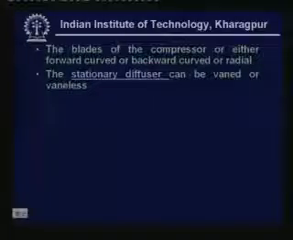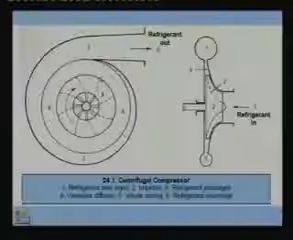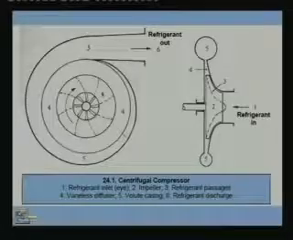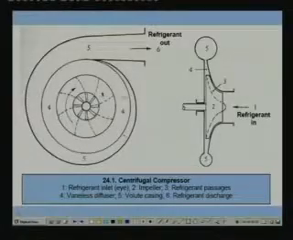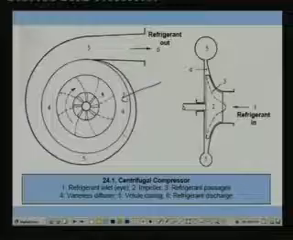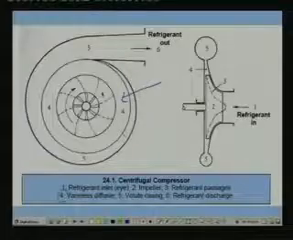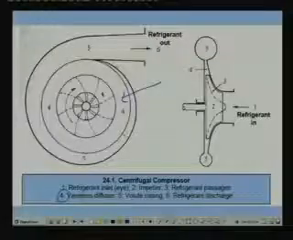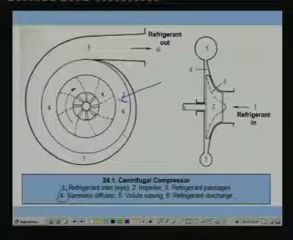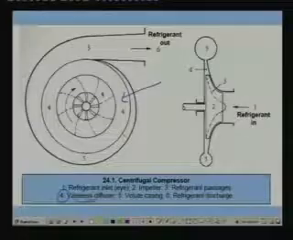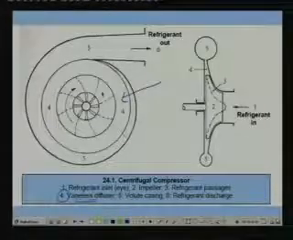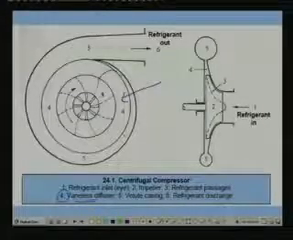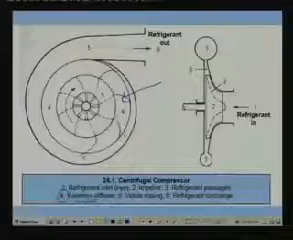The stationary diffuser can be vaned or vaneless. I have explained that you have a component called the diffuser. This space is called the diffuser, as you can see here, and this is a vaneless diffuser. That means it is a simple empty hollow ring where you do not have any vanes. You can also have a vane diffuser. That means inside the diffuser you can have vanes, for example, this kind of vanes.